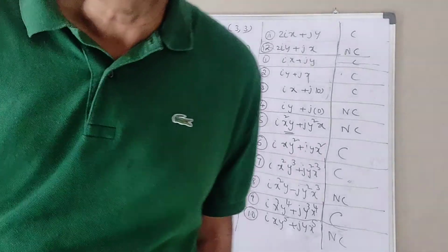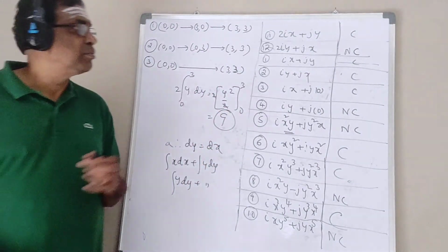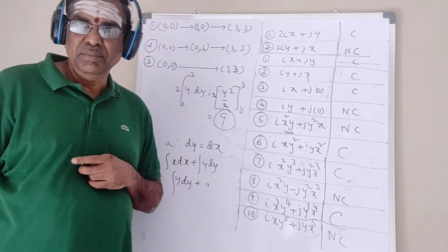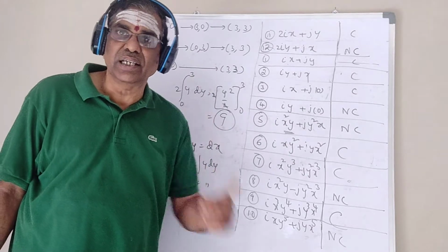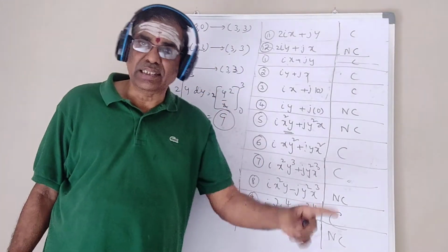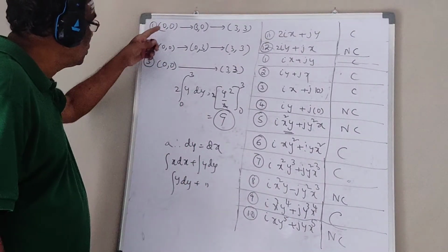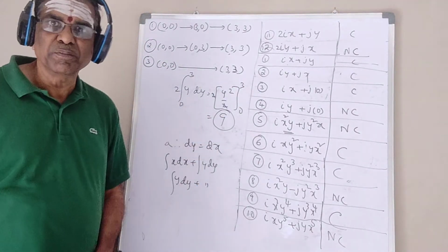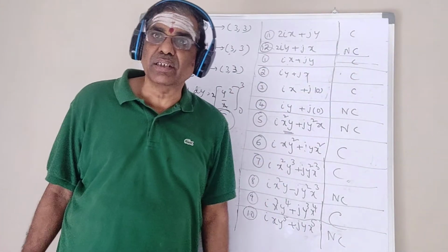Now, I want you to watch this carefully. I was able to do it without the path because that was an exact differential, number 1. Number 2, when I am choosing any path, I am getting the same answer. And this is a conservative force. What we took was a conservative force.